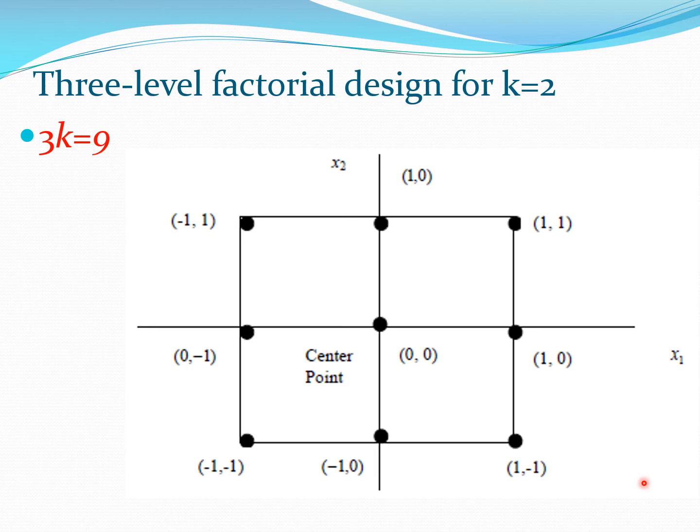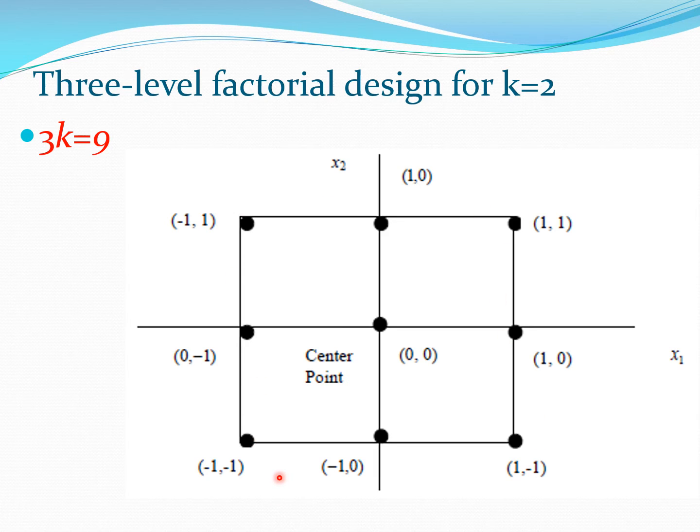Now, if you want to pictorially look at the 3-level factorial design, we can consider the case of two factors or design variables. So we have x1 and we have x2. We have k equals 2. So the 3K design would be 3 to the power of 2, which would be 9 points. So you can see here the 3K design.